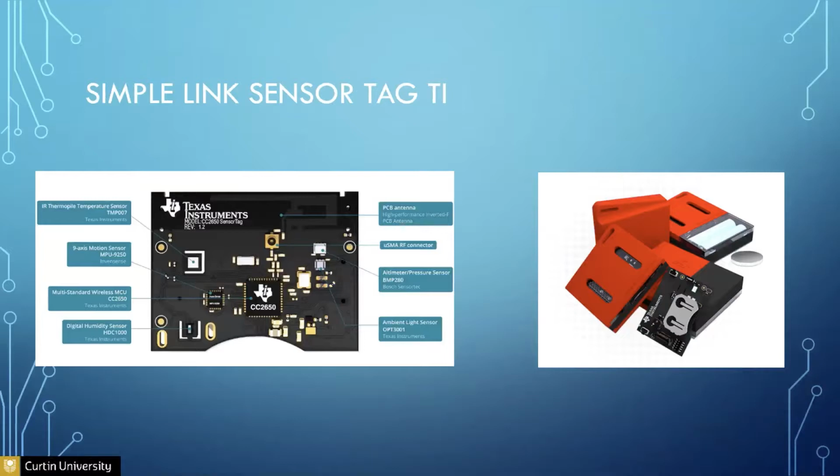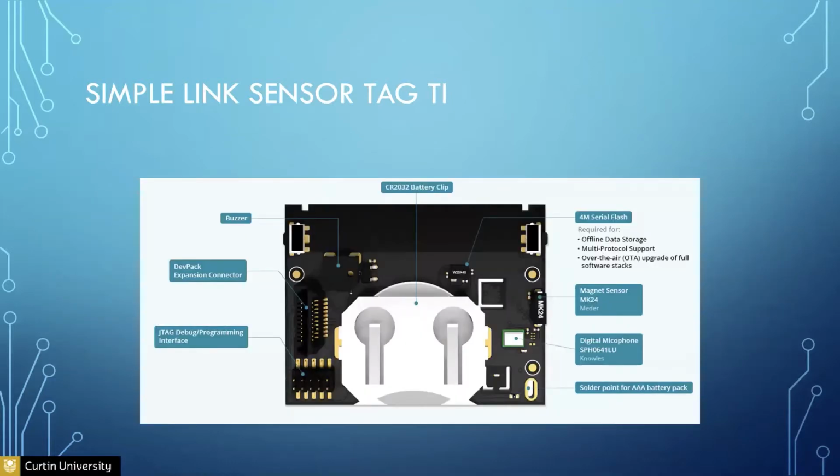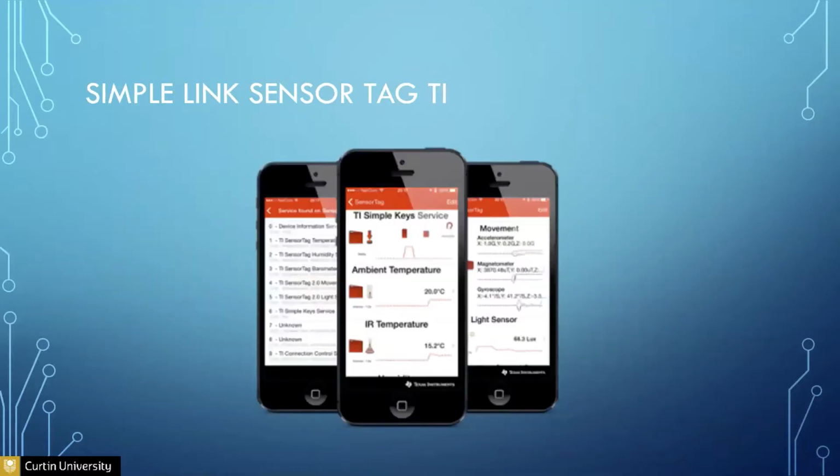They end up being a bit expensive, so probably around the $70 to $80 range. But this first one that you're seeing at the moment is a SimpleLink sensor tag from Texas Instruments. That was the back, and this is the front of it. It just uses a coin cell battery, and there's a phone app for it. So it has a bunch of sensors on top of it.